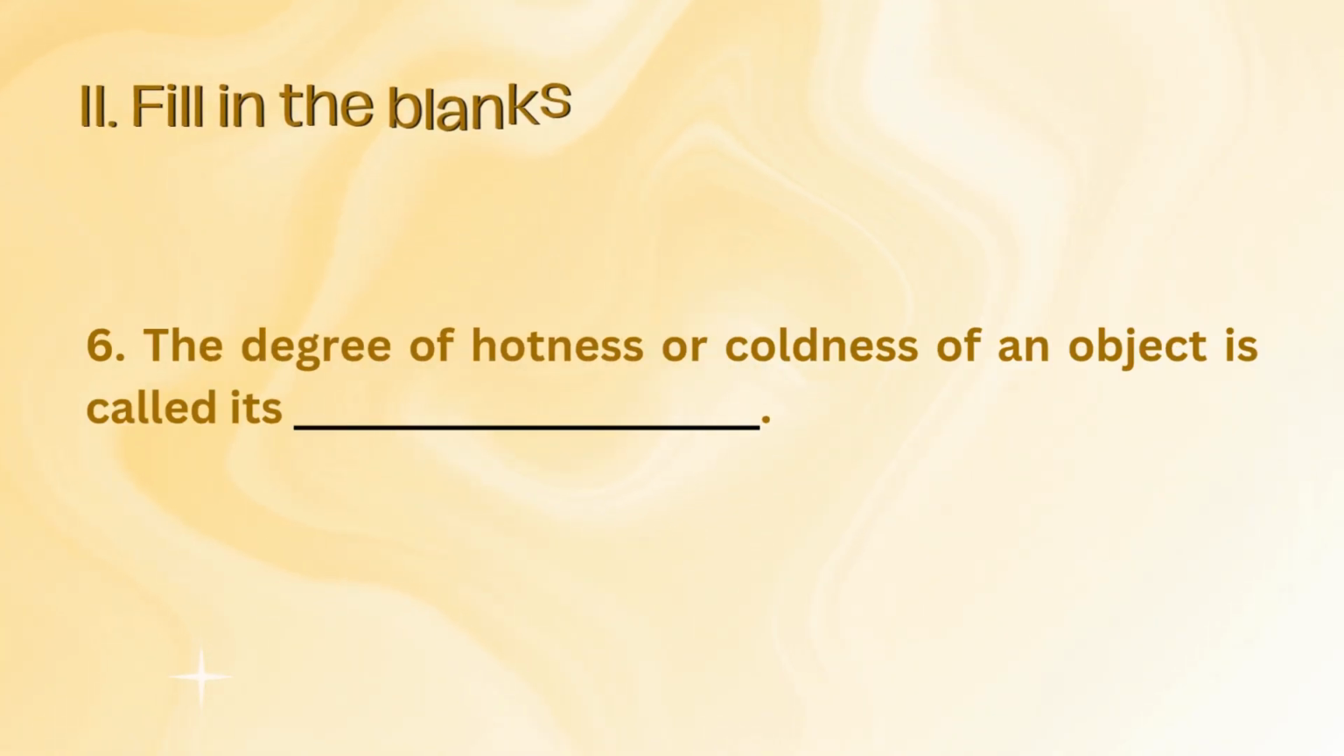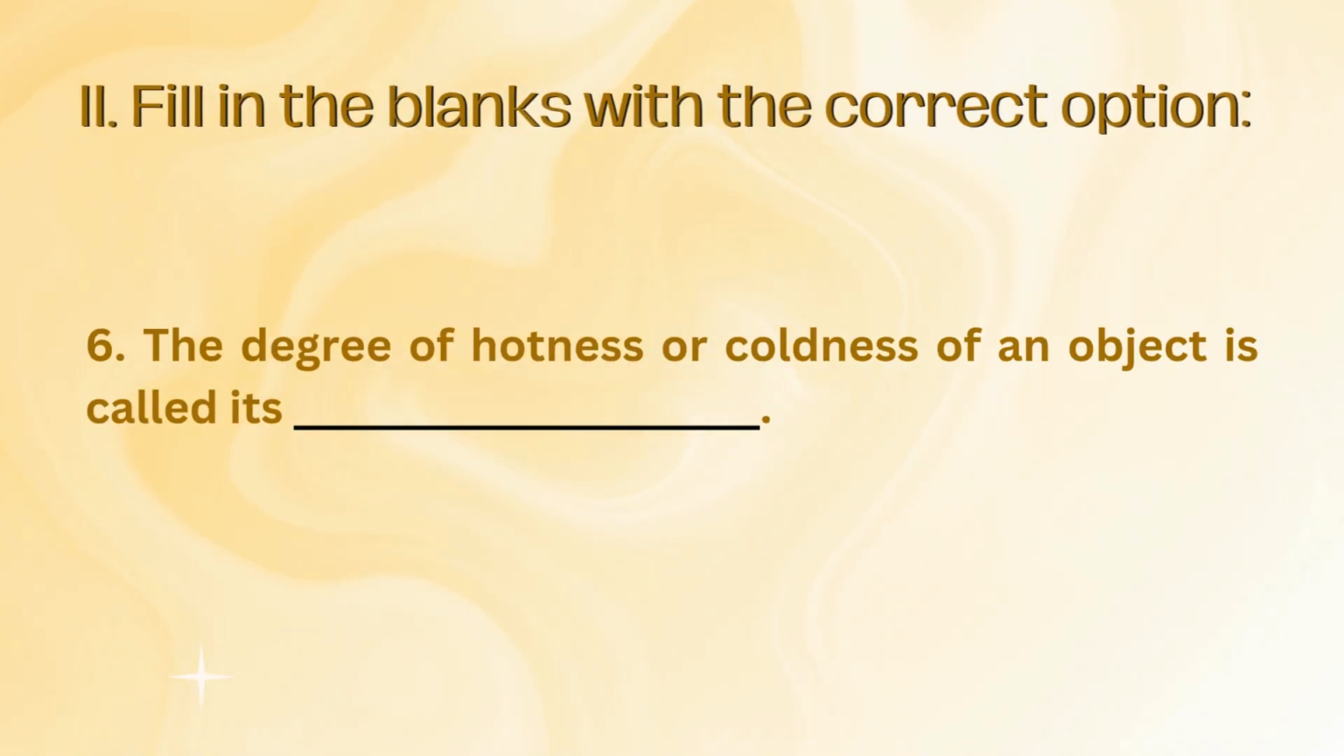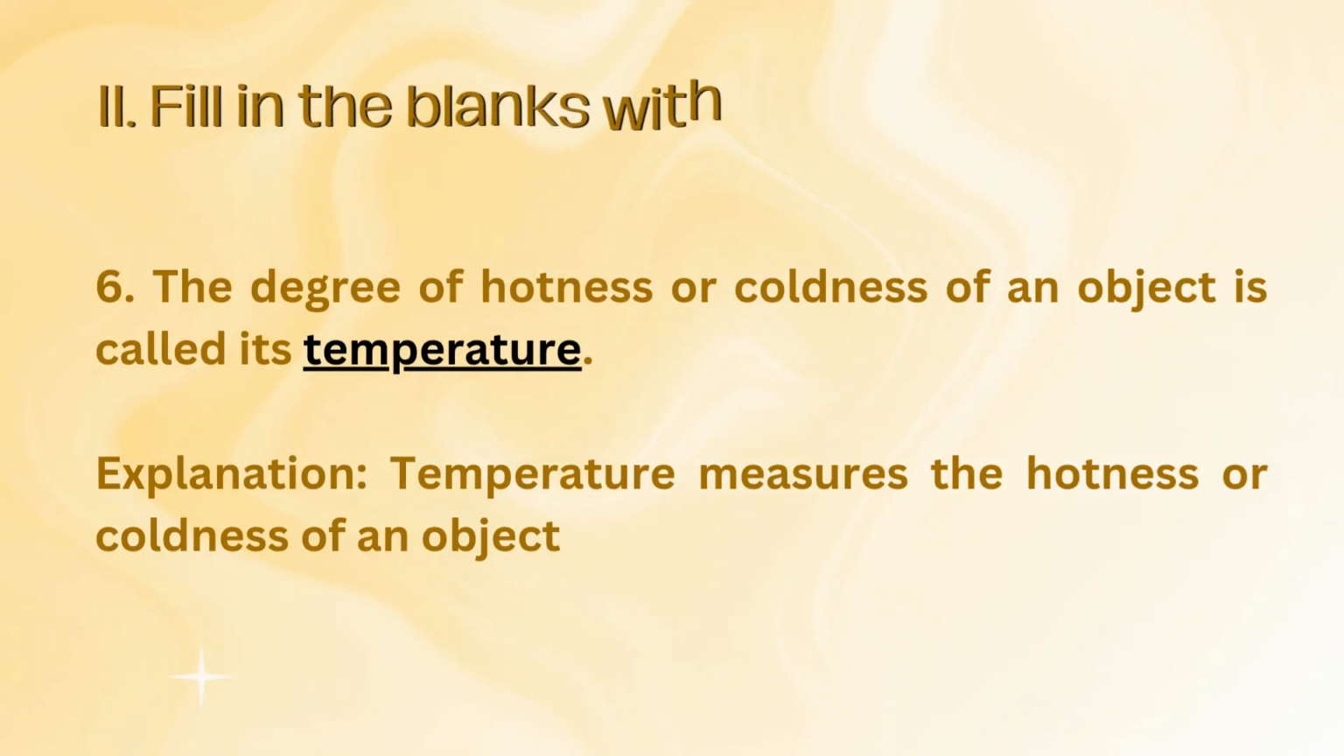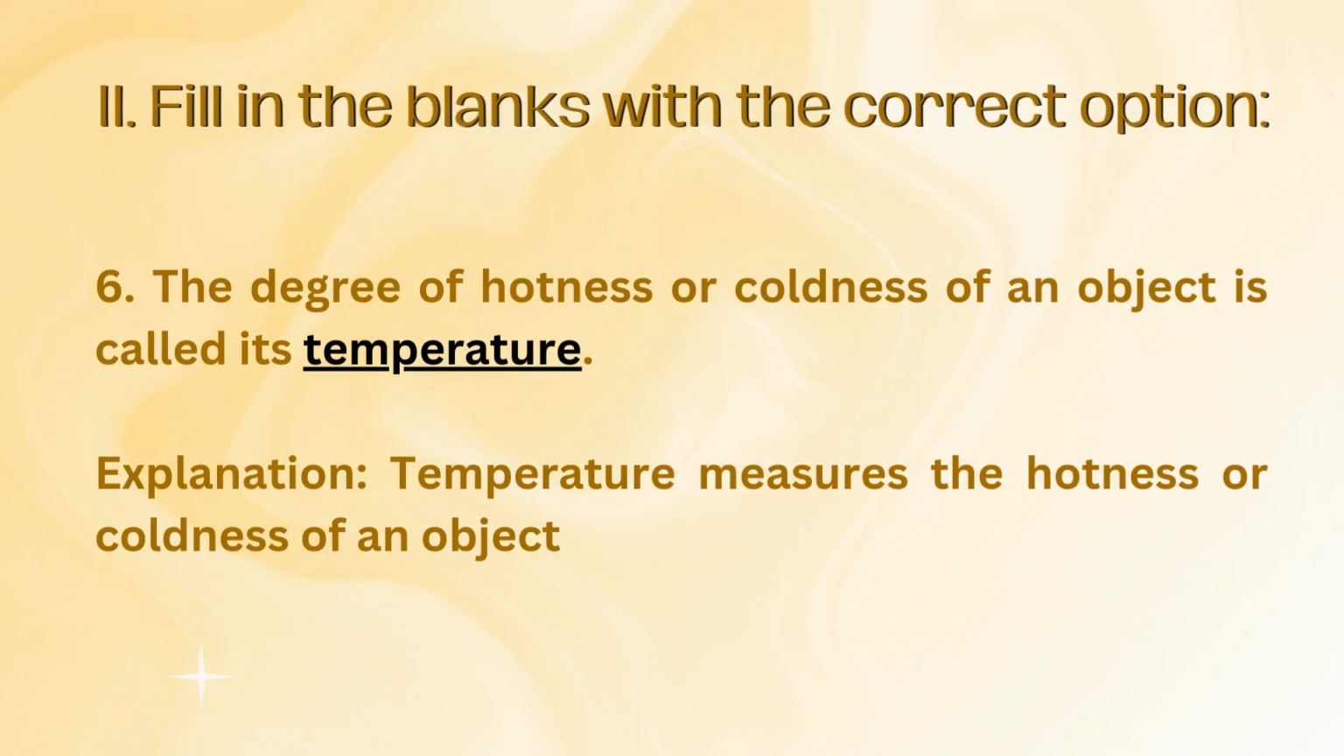Next, 6. The degree of hotness or coldness of an object is called its dash. Answer is, the degree of hotness or coldness of an object is called its temperature. Explanation: temperature measures the hotness or coldness of an object.